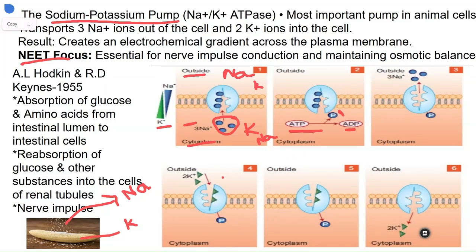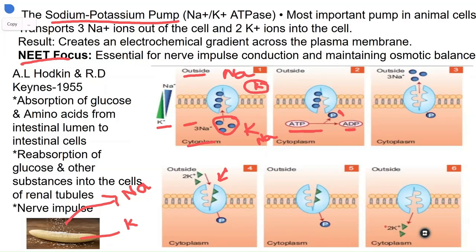Now similarly, outside, as I told you, the concentration of potassium is less, right? So potassium ions move from lower concentration to higher concentration. Unlike sodium, where three ions were moving out, here potassium, 2 ions will move in. So you can see here 2 ions of potassium move in, right?